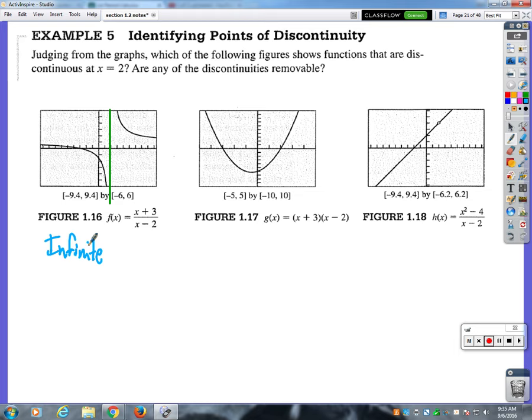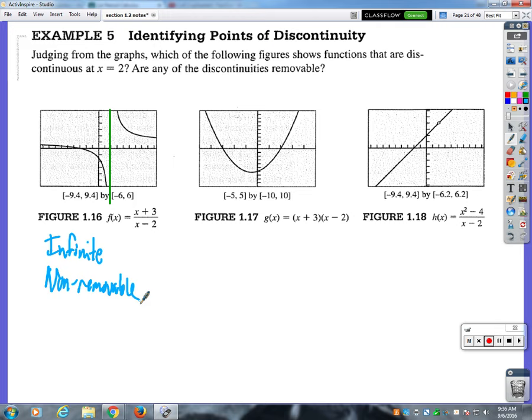Since it is an infinite discontinuity, is it removable or non-removable? Okay. So how do you know this is an infinite, non-removable discontinuity? The way you know is that the infinite and jump discontinuities are non-removable. You can't fix them. Okay?